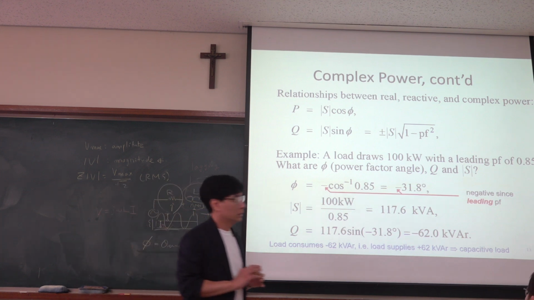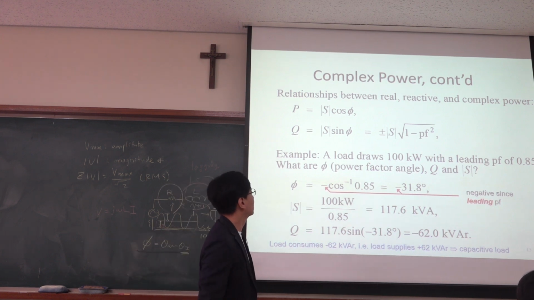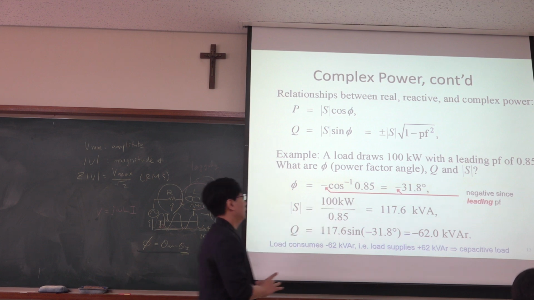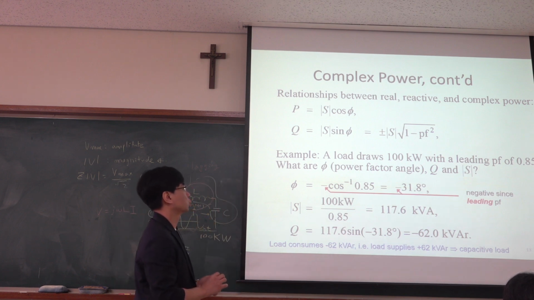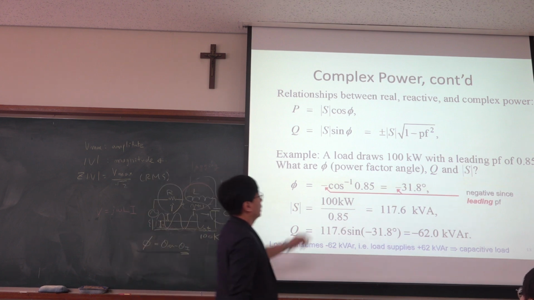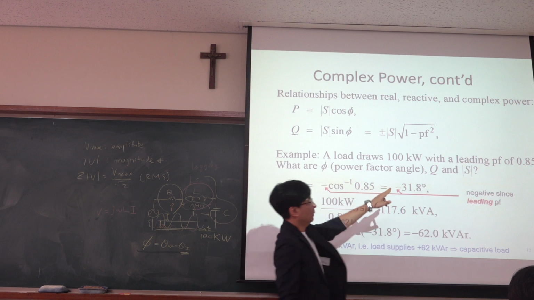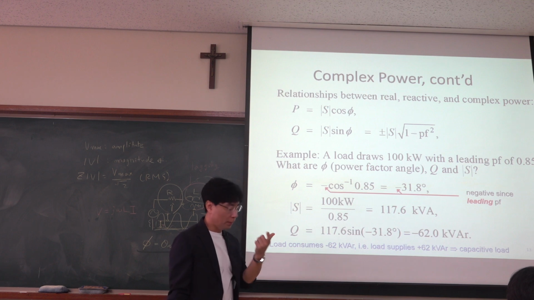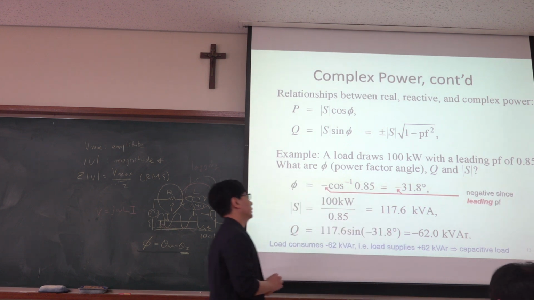It's slightly confusing concepts still, but just memorize it. Okay. And the magnitude of complex power is computed using the formula like that. So yeah, the load draws 100 kilowatts, and we know the power factor, the leading power factor. The magnitude of complex power is computed like this. So this is higher than 100, so 117.6 kVA.